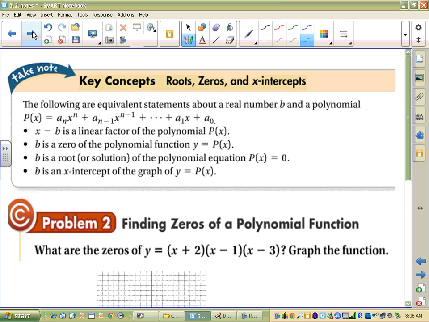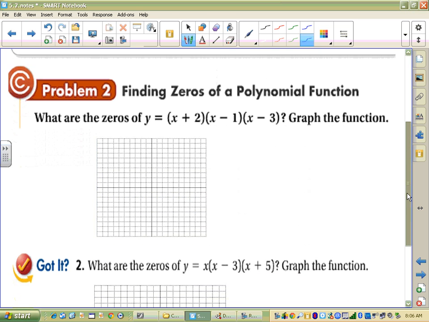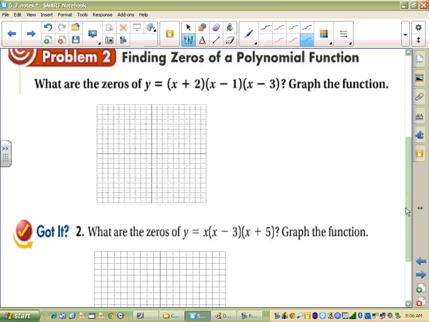What they're telling you in this key concept box is basically what I had already said. So let's go ahead and look at this problem 2. It's kind of taking that factor theorem and working the other way. Problem 2 says, okay, hotshot, what are the zeros of this function? So if we look at this first factor here, what is a zero that we get from that? What do we got? -2, nice, good. So because of that, we see that -2 is a zero.